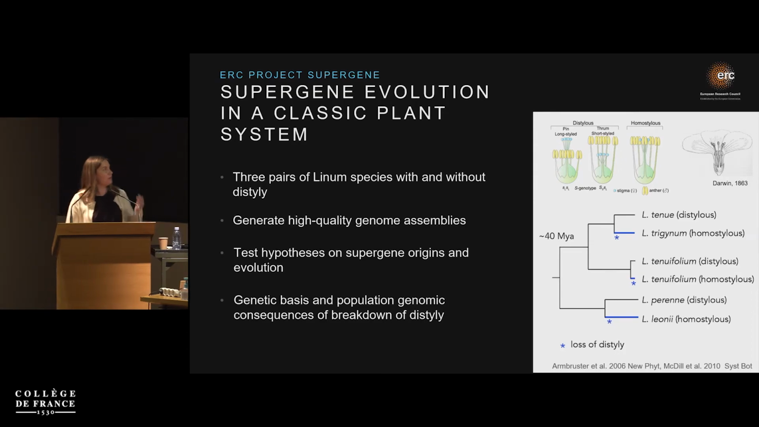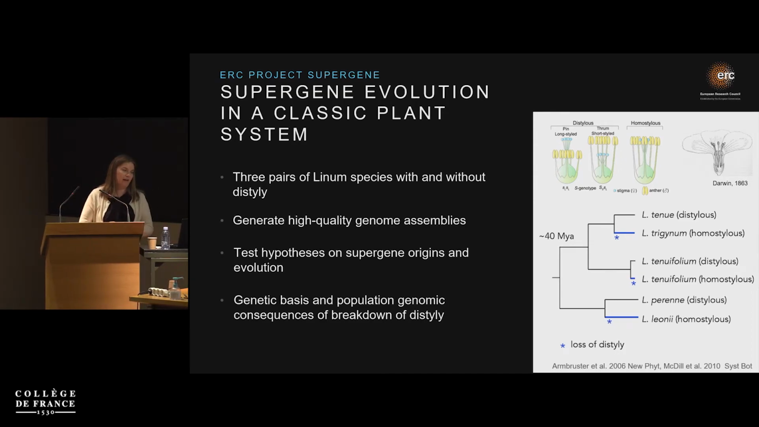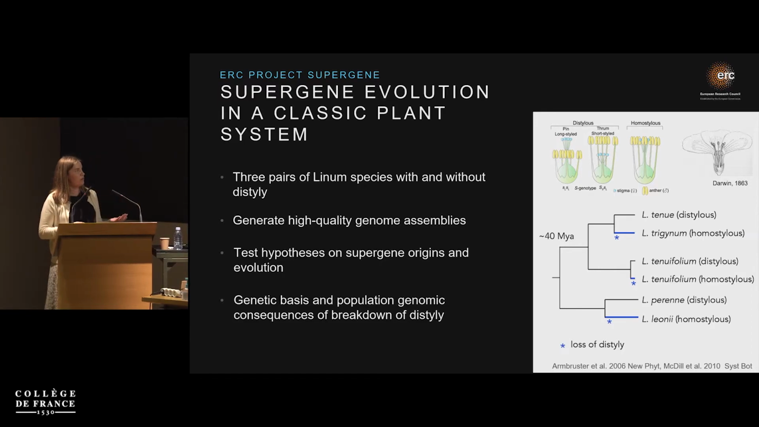And so in the ERC project Supergene, we are sequencing high-quality genomes of 3 pairs of Linum species with and without Distyly. We're also sequencing a couple more with funding from the Swedish Research Council, in order to use these genomes as a framework to be able to test hypotheses on supergene origins and evolution. And we're also interested in understanding the genetic basis and population genomic consequences of the breakdown of Distyly. And here I'm going to focus on one of these species, Linum tenue, which I'll introduce a bit more.